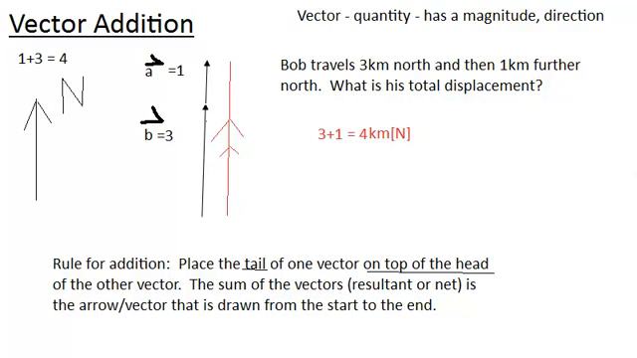However, what if vectors were not all in one direction? What if we had vectors like these plus this? What happens? So we're going to talk about that later on.